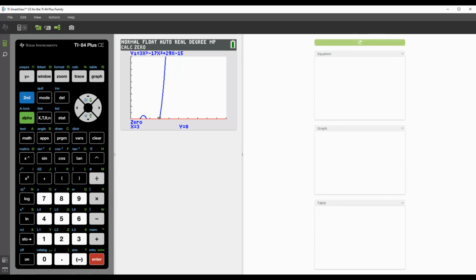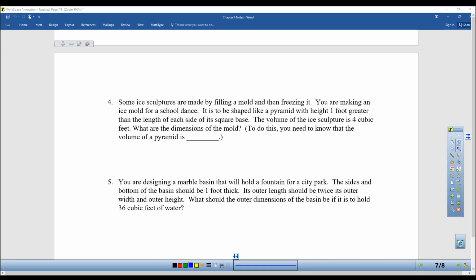All right, going on to number 4. Some ice sculptures are made by filling a mold and then freezing it. You are making an ice mold for the school dance. It is to be shaped like a pyramid with a height 1 foot greater than the length of each side of its square base. So let's try and picture this here. All right, pretty good. So the volume of the ice sculpture is 4 cubic feet. What are the dimensions of the mold?